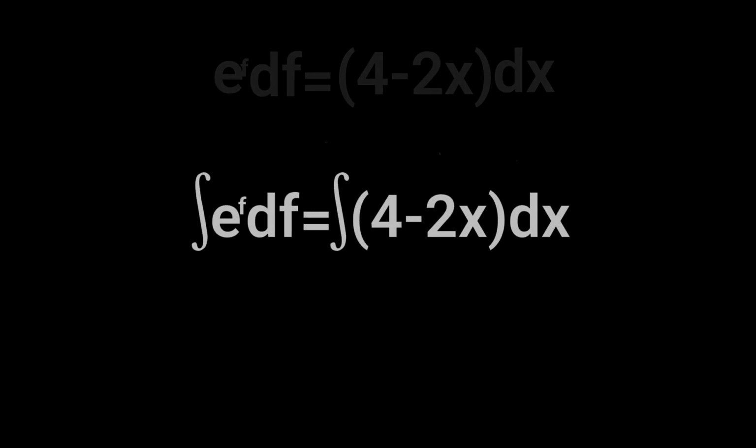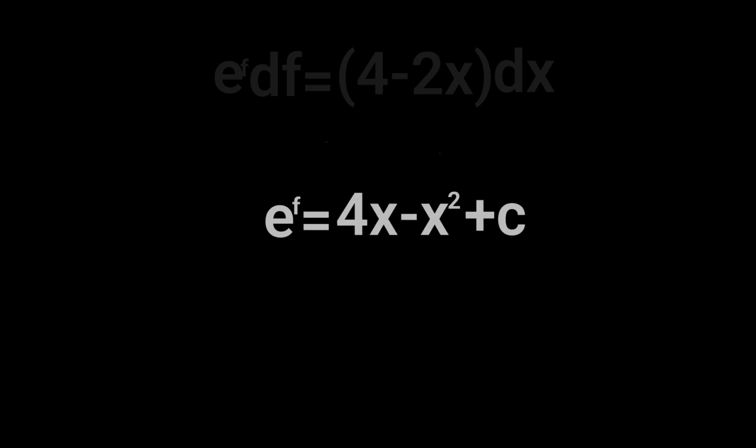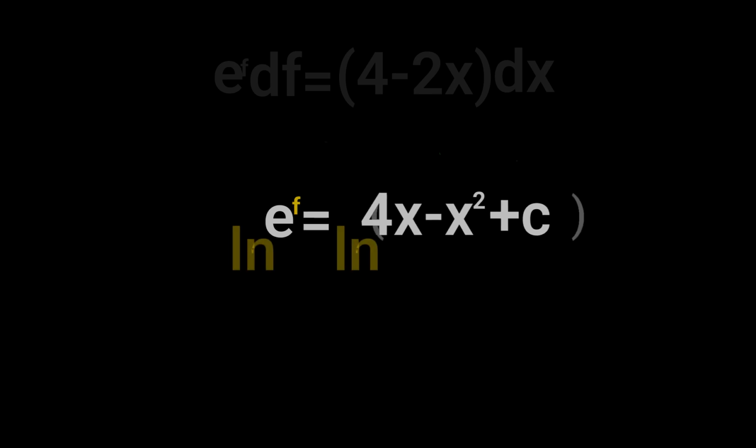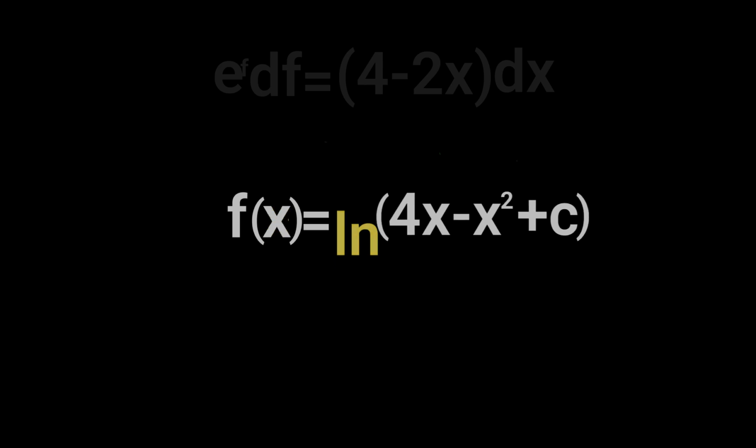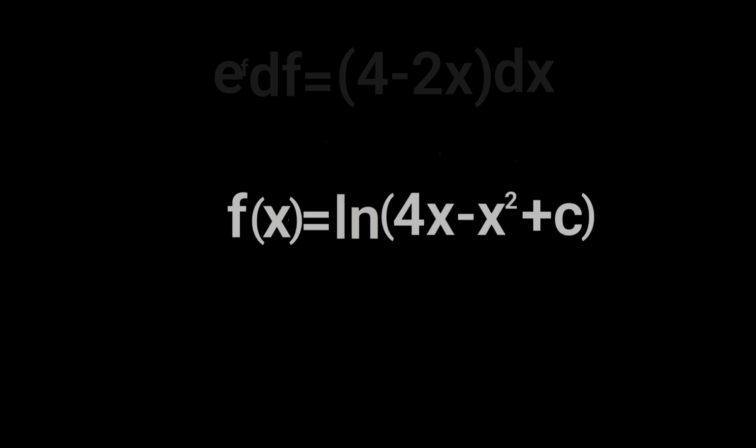Now, if we integrate e to the f, that is e to the f, and on the right side, we get 4x minus x squared plus c. Now, in order to solve for f, we're going to use ln. So we're going to raise ln to the e. ln to the e on the left side will be 1. And then on the right side, we end up with ln of 4x minus x squared plus c.